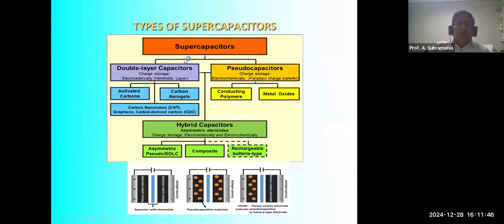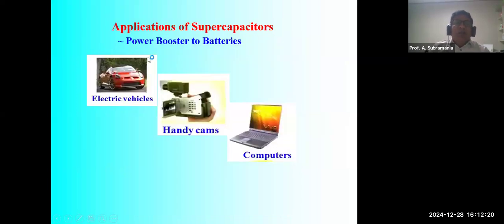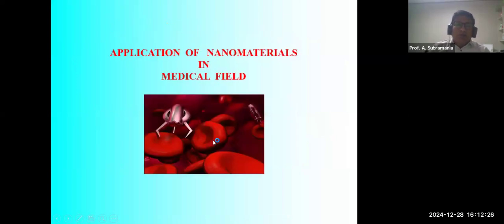There are three types of supercapacitors. First one is double layer capacitors, then pseudo capacitors, then hybrid capacitors. In double layer capacitors, both electrodes are made up of carbon based material. In pseudo capacitors the electrodes are made up of metal oxides or conducting polymers, whereas in hybrid supercapacitors, both carbon and conducting polymer or metal oxide based electrodes are used. That's why they are called hybrid supercapacitors. These supercapacitors are also used in electric vehicles, handy cameras, computers.